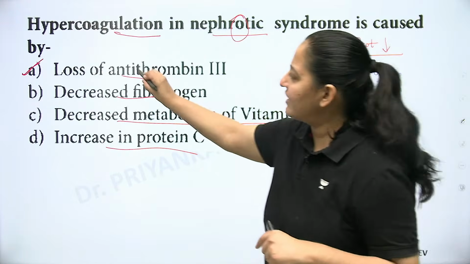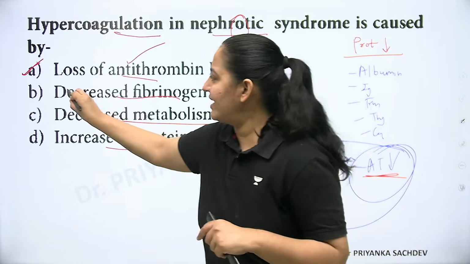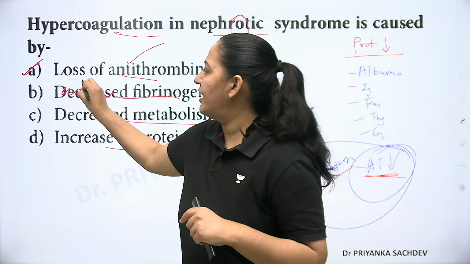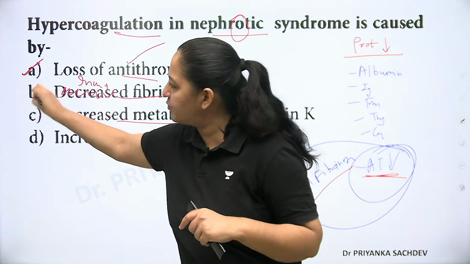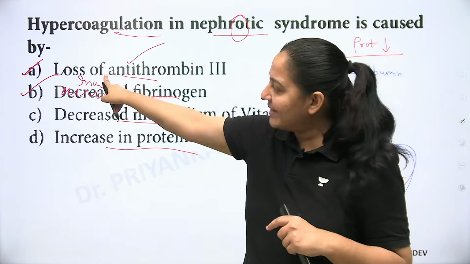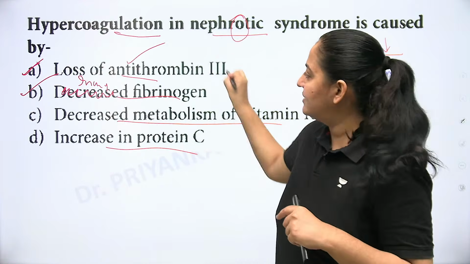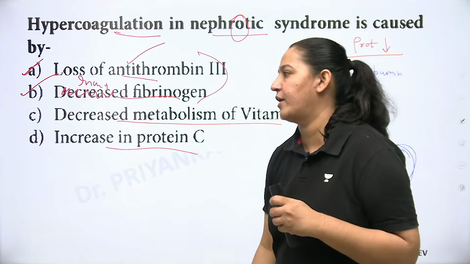So here, loss of antithrombin is correct, but instead of decrease, if I change it to increase, if it is increased fibrinogen, so this option will also become correct. So it is decreased antithrombin and increased fibrinogen. These are the two reasons for blood hypercoagulable.